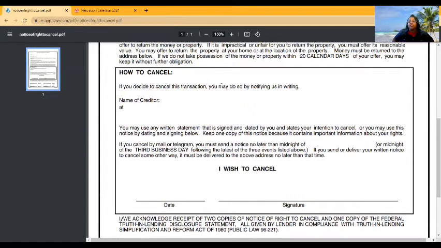And these are instructions to your signer. And of course, you're not encouraging them to cancel, but they will see that you must send a notice no later than midnight of, and here is where the rescission date will go.